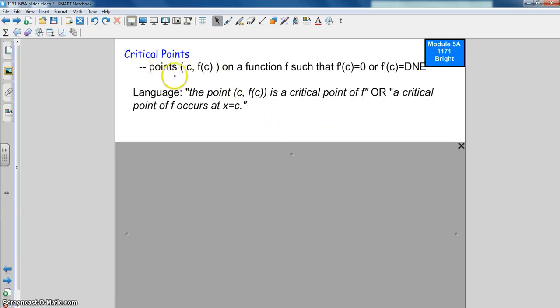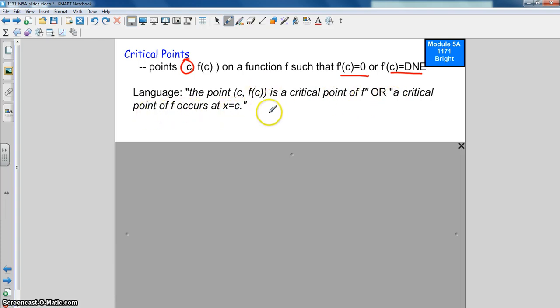So we define a critical point to be a point, so an x, y value, c, f of c, for a function such that the derivative at our c value is 0 or undefined. And so the language we use to communicate this is we say the point is a critical point. Another way to say this is a critical point of f occurs at x equals c.